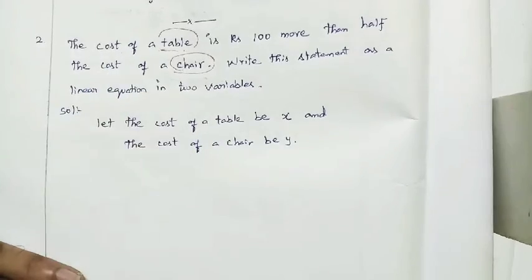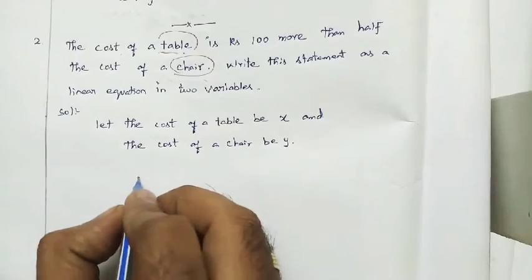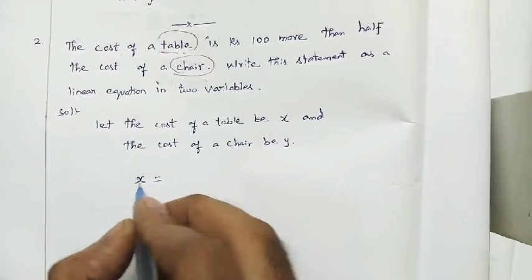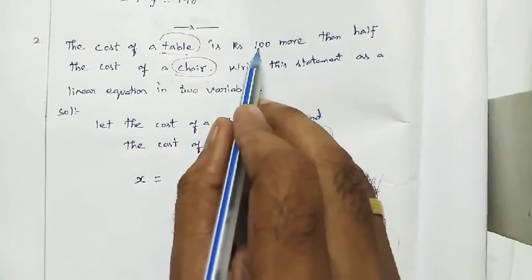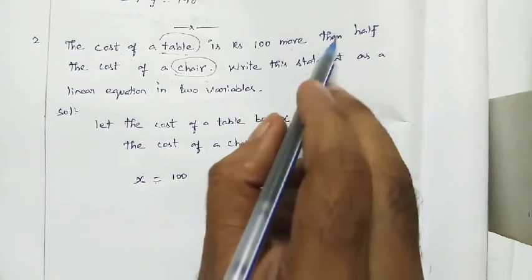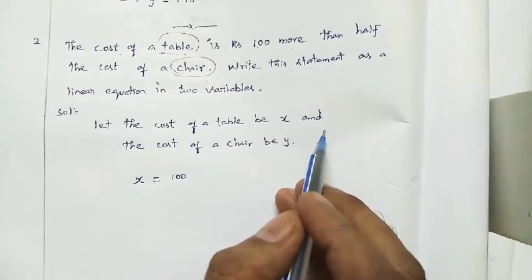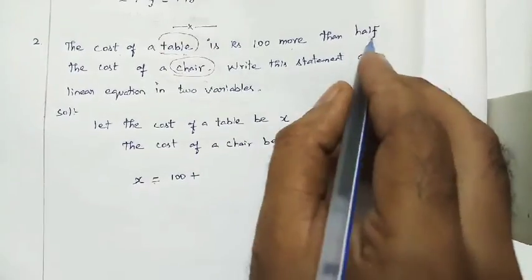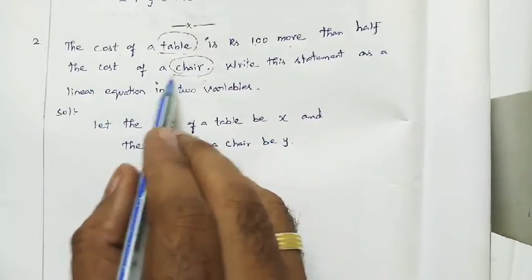The cost of a table is, what is the cost of a table? We have assumed x. So x is equal to rupees 100 more than. What is meant by more than? I just told you that more is a keyword for plus. So more than is 100 plus half of the cost of a chair.